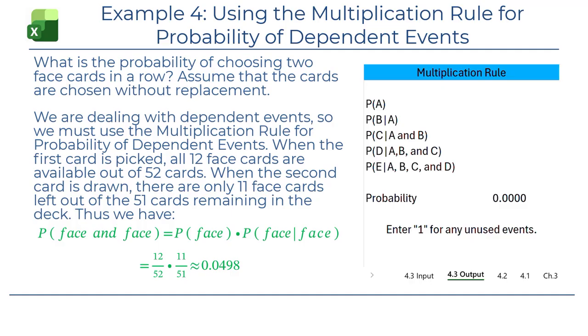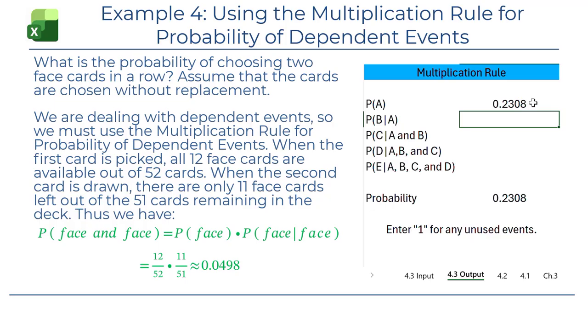Example 4, what is the probability of choosing 2 face cards in a row? Assume that the cards are chosen without replacement. So first, please remember that a face card is a jack, queen, or king, and there are 4 of each, so a total of 12. So the probability the first time of drawing a face card out of the 52 cards is 0.2308.